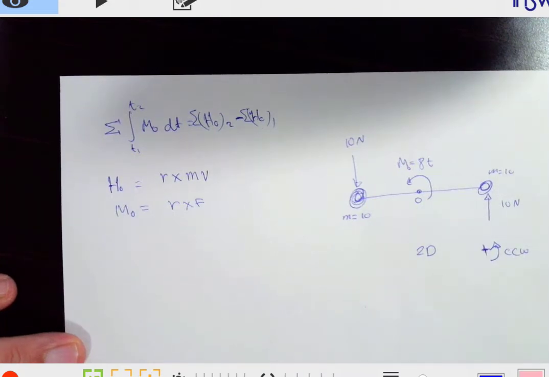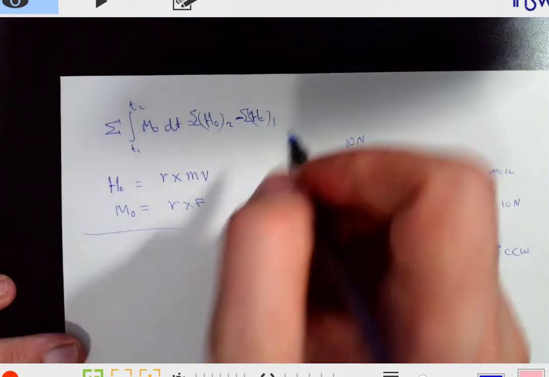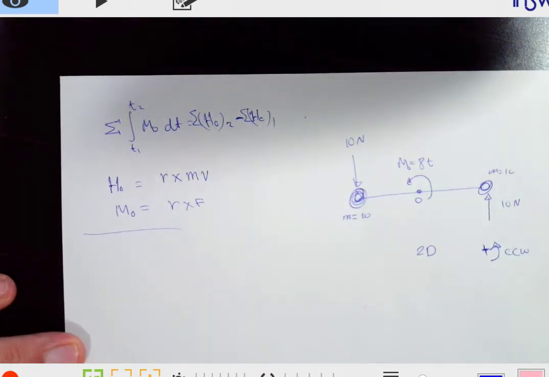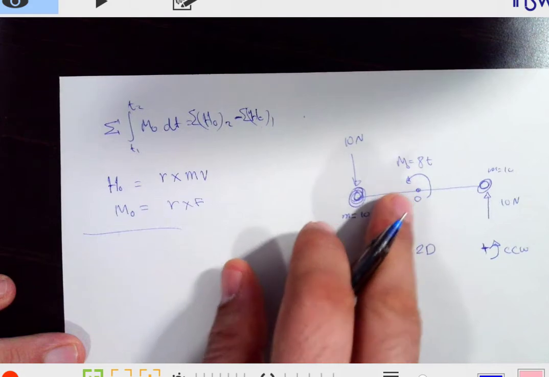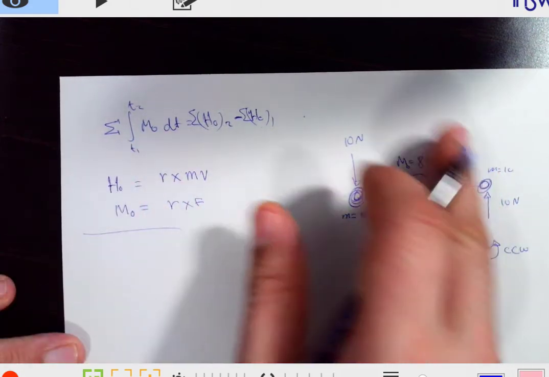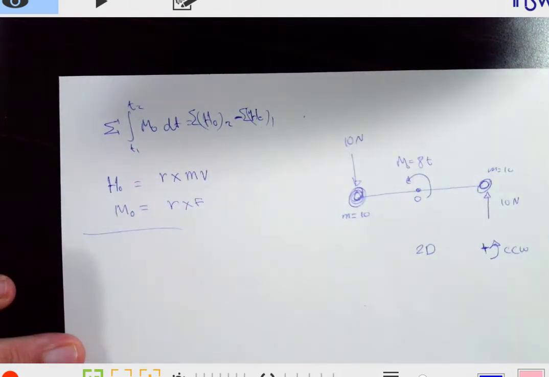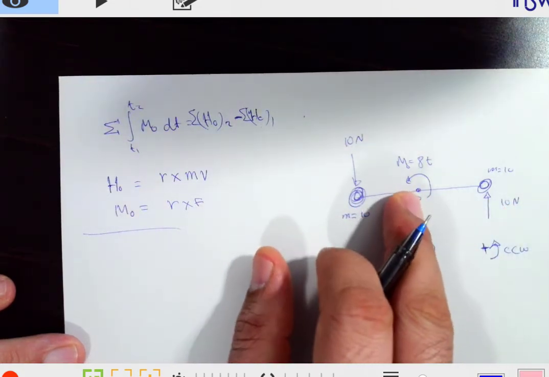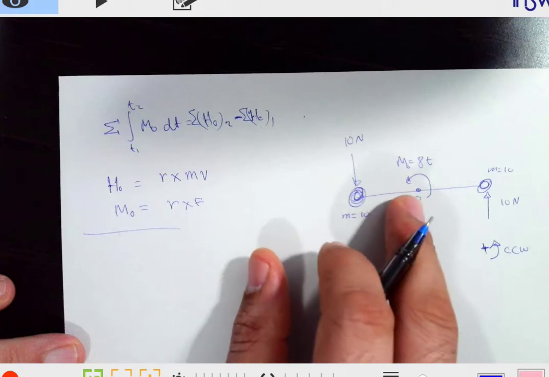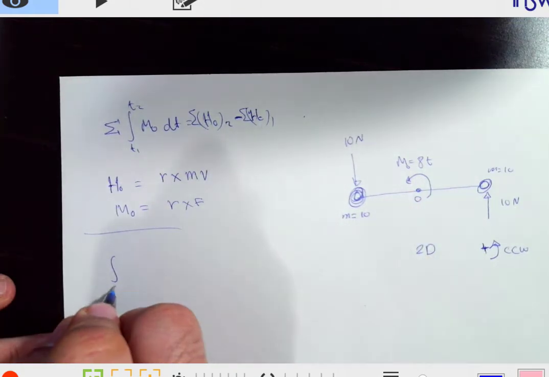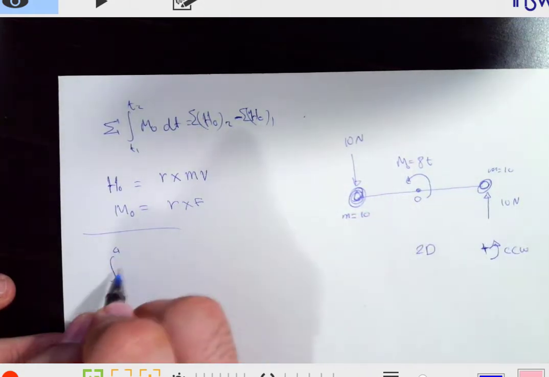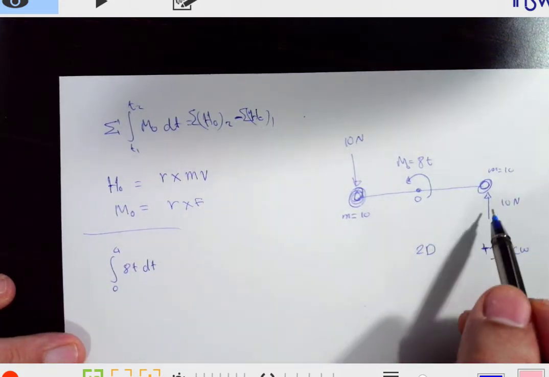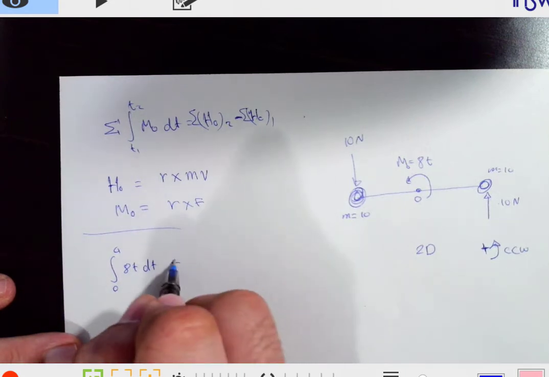Okay? Now, we're going to apply that into this system. So let's take into consideration the different moments that cause this to rotate counterclockwise. The first moment is the moment of the external force, external torque, from 0 to 4 at time dt, right? The second one is the moment of the 10.